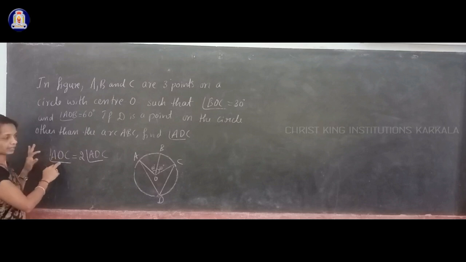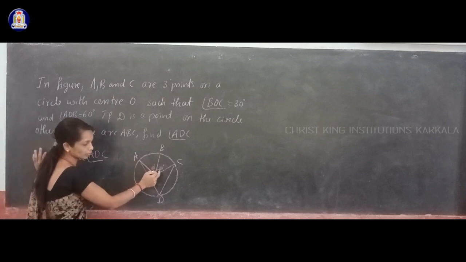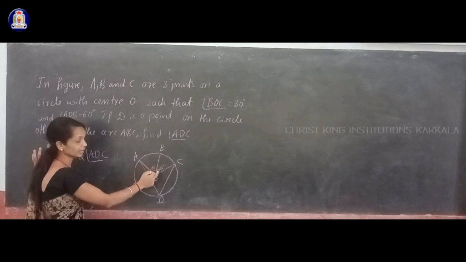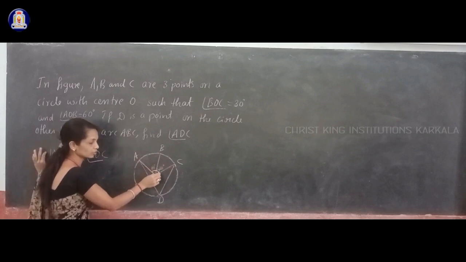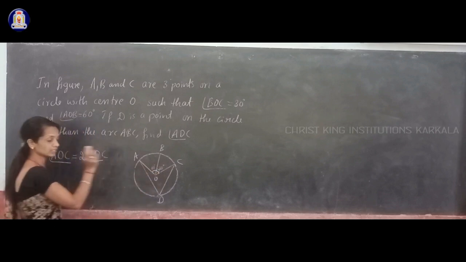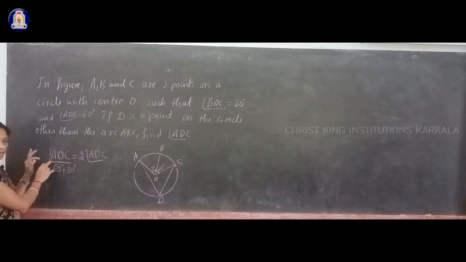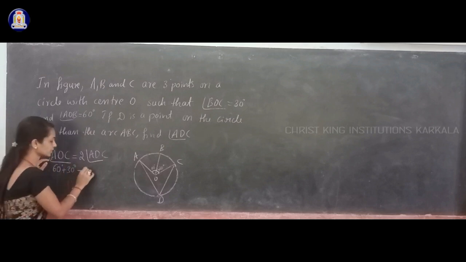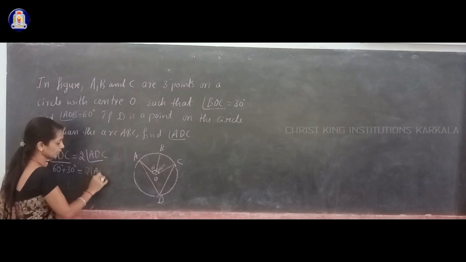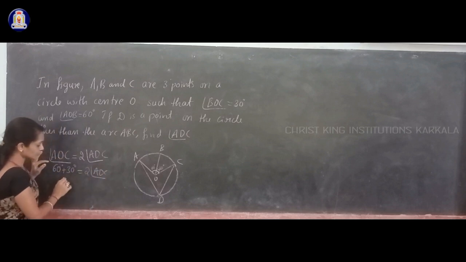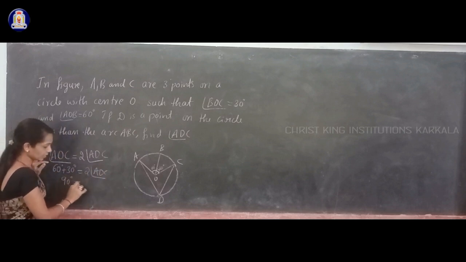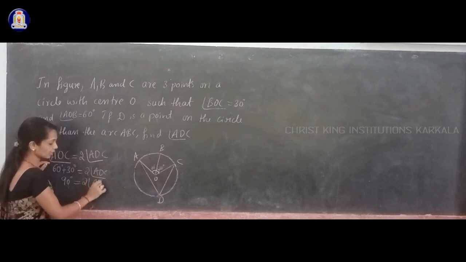But what is angle AOC? In that you have 2 angles. The sum of those 2 angles is what? 60 degree plus 30 degree, that is how much? That is 90 degree. So 60 degree plus 30 degree together gives you angle AOC, and that is equal to 2 times angle ADC. And 60 plus 30, that is 90 degree, is equal to 2 times angle ADC.